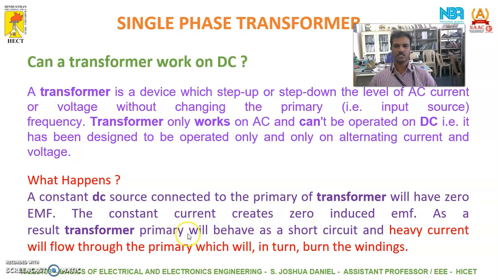Right? So as a result, the transformer primary will behave like a short circuit, and hence heavy current will flow through the primary, which in turn will burn the windings.